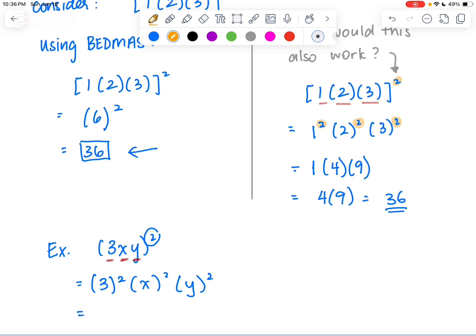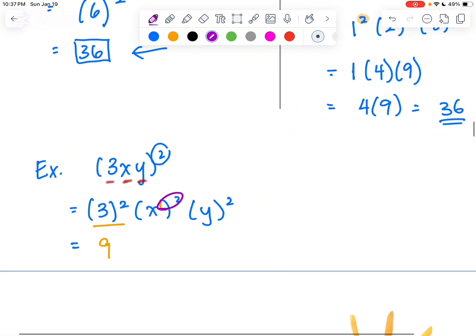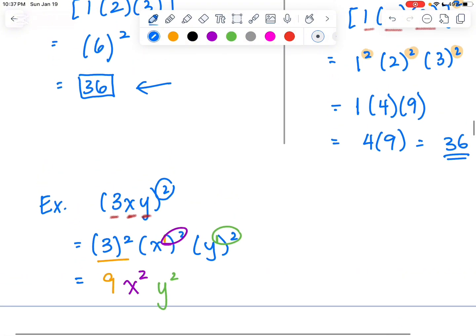And so now what I'm going to do is 3 squared is 9. X, there's an invisible 1 there. I'm going to multiply these exponents just like our exponent laws tell us to do. So I get x squared, and then same thing with this, multiply, and I get 1 times 2 is y squared. So that's how I would do a monomial like that. I could give you another example.